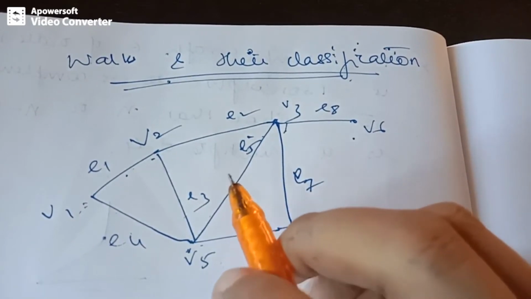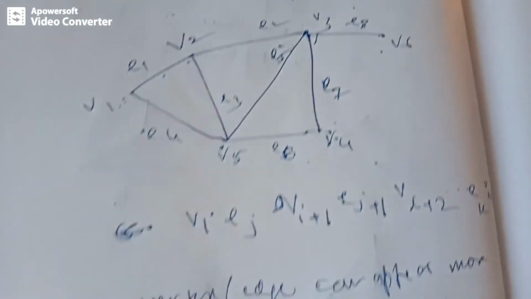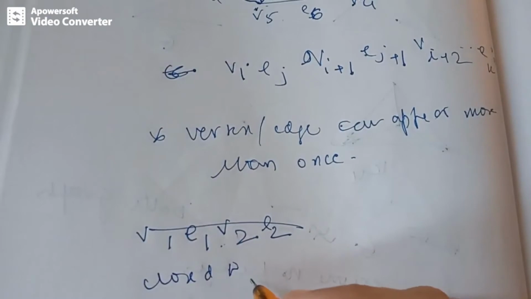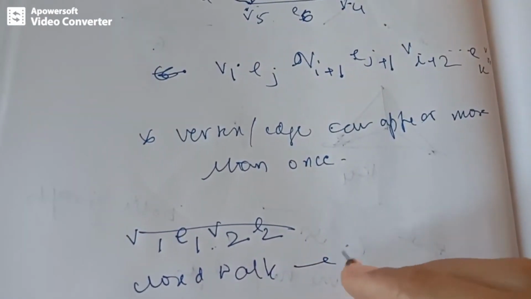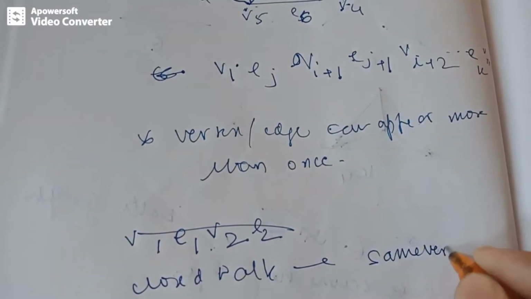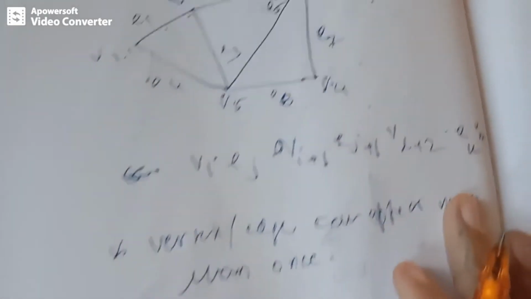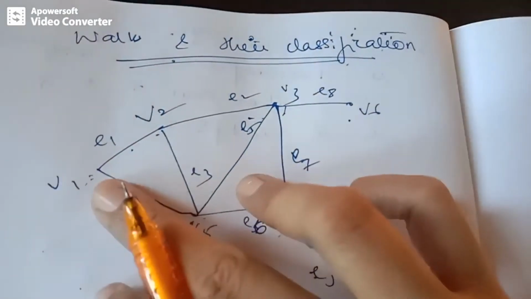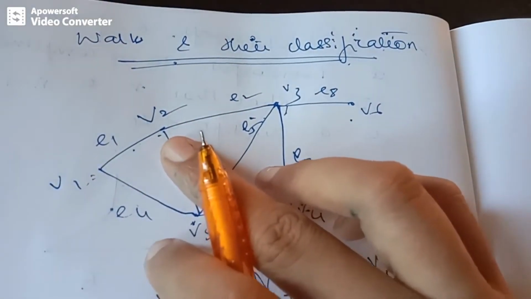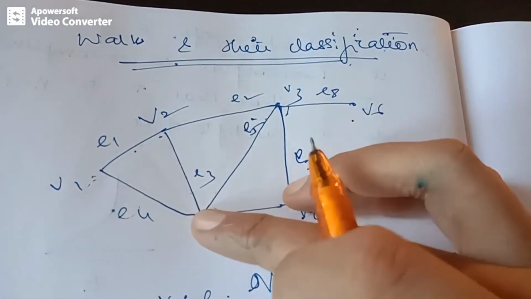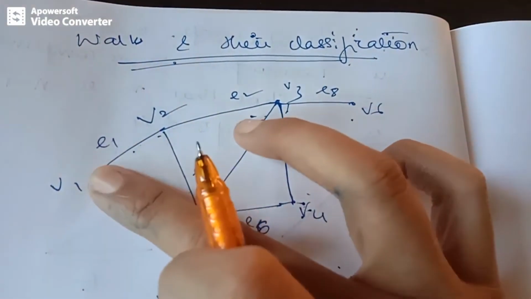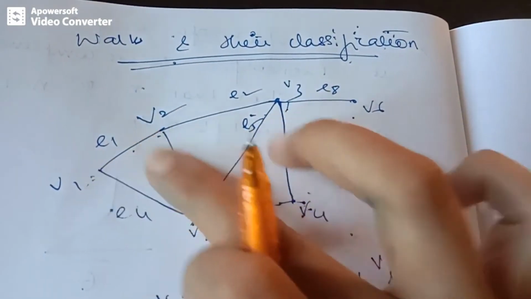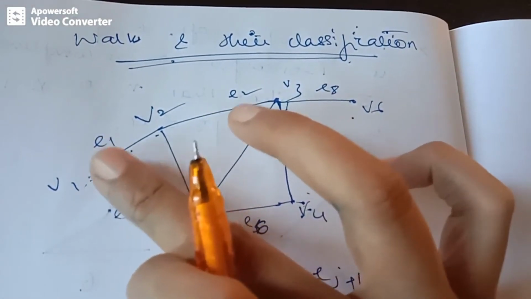The next concept is open walk and closed walk. What actually is a closed walk or an open walk? A walk that begins and ends at the same vertex is called a closed walk. For example, we can have a closed walk V1, E1, V2, E3, V5, E4 and then V1. It starts at the same vertex and ends at the same vertex. So this is a closed walk.